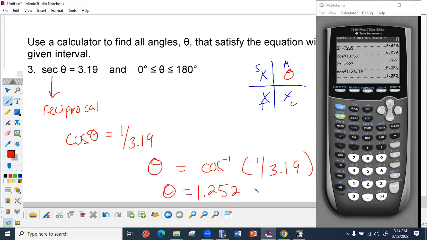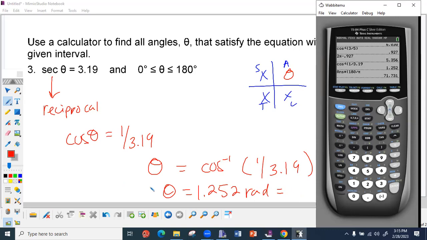Can I quickly turn this radian into a degree? How do I do that? Switch your mode. No, how can I do it without switching my mode? How can I turn my radian into a degree? Times 180 divided by pi. I didn't make a mistake. I just didn't want to change my mode.